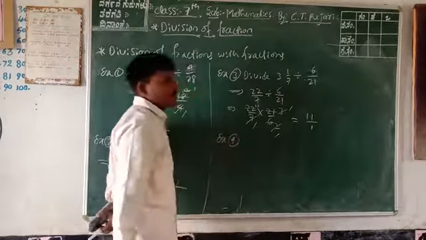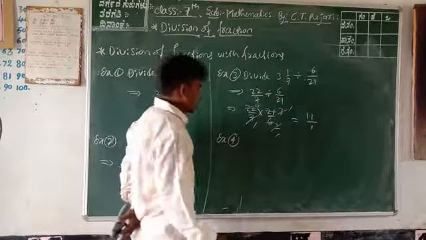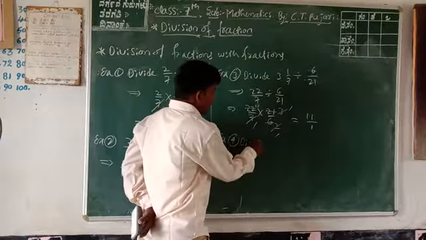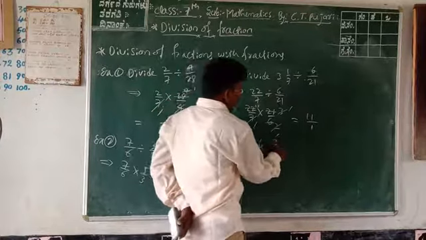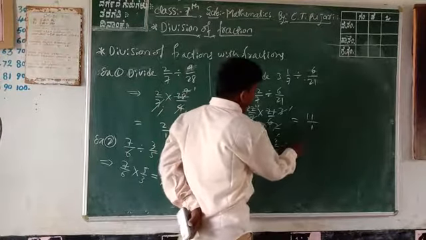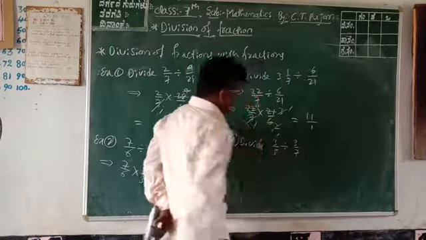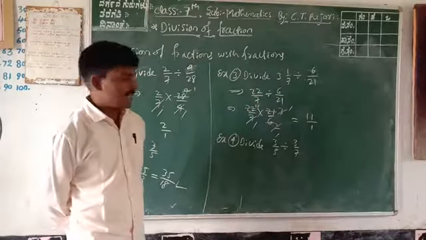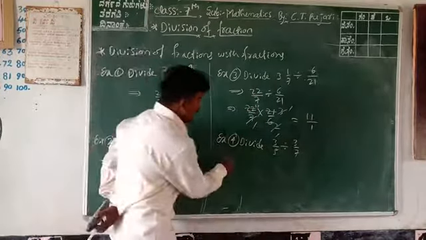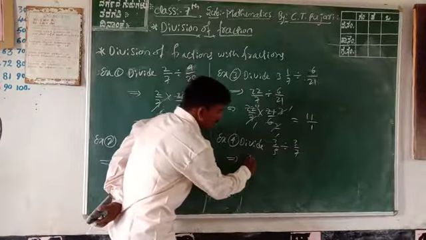The last example also here, example number 4. You can choose any fractions. Divide 3 by 5 divided by 3 by 7. Okay, the first step is same as this, 3 by 5.